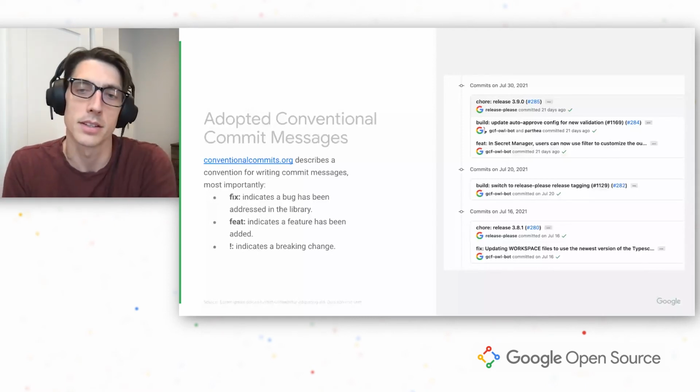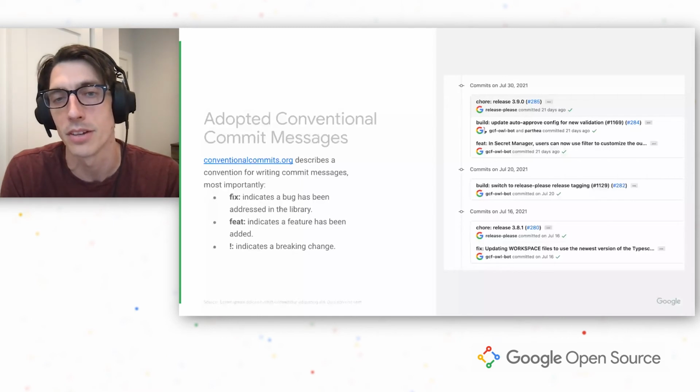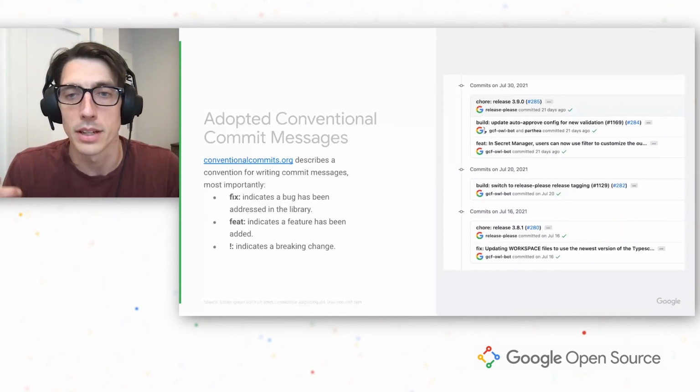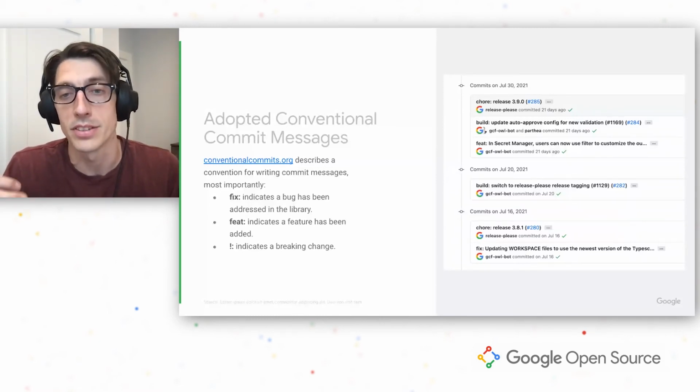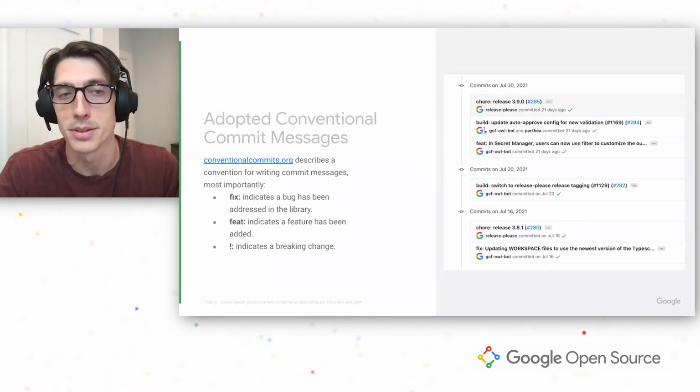So if we take a look at the screenshot on the right here, you can see what commits look like to our code base as we started to adopt these conventional commits. The important thing that might jump out here is the fix, which says we fixed a bug down there towards the bottom. And the feature we introduced towards the top: feature in Secret Manager, users can now use filter to customize... So it wasn't too hard to start to convince people that this was better than the noise that we had in the prior example.